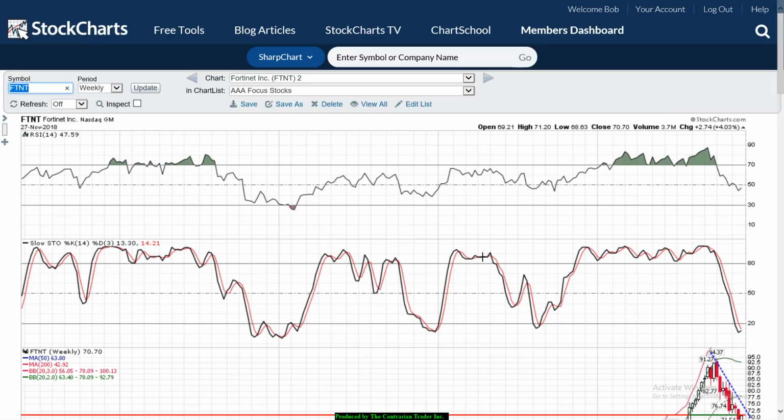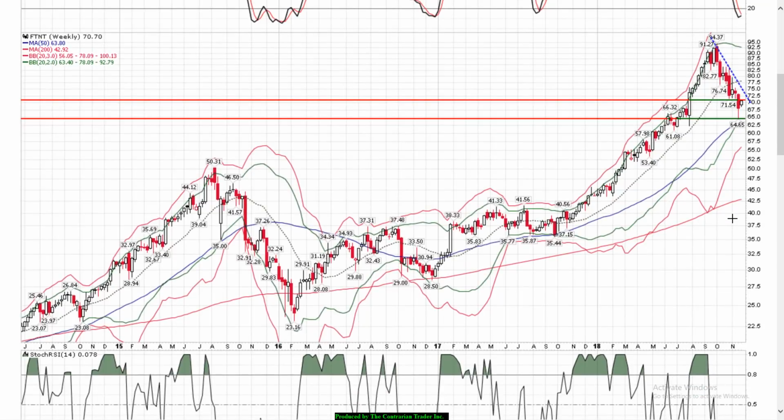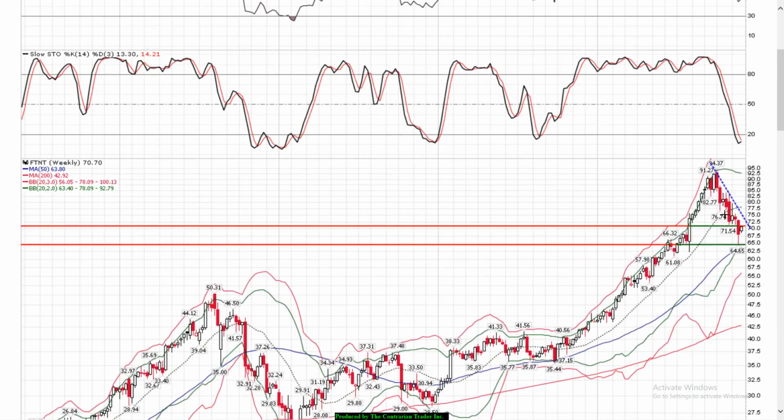FTNT, Fortinet Inc. So the weekly chart, you could see that we've been in a downtrend for a few months now, since September. And every time we rally, we sell off. And that, of course, is a sign of weakness. Last week, we sold off really hard, but we bounced off of 64.65. Now, what we're trying to do is recapture support or resistance at current at 71.54.